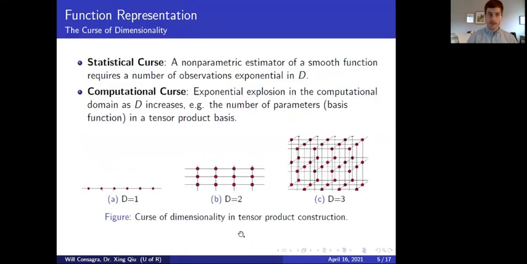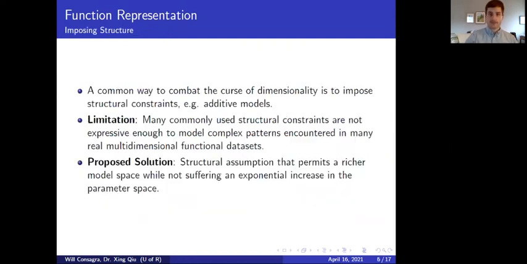So where does the curse of dimensionality come in? Two places. One is known as the statistical curse, which says that a non-parametric estimator of a smooth function requires a number of observations exponential in D if you want to retain the same mean squared error. There's also the computational curse, which is what we'll be focusing on here, which is the exponential explosion in the computational domain as D increases. And this can be referring to computational time or the number of parameters in a computational model. An instance of the latter is the number of basis functions in a tensor product basis.